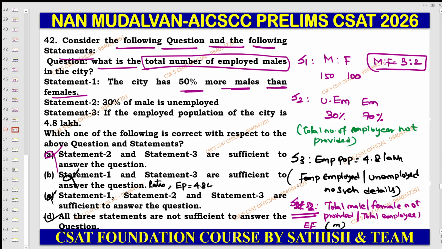Should I move to the next? Just now I said B is not possible. They are giving you the ratio only. With the ratio, how can you say? You don't know the male population, you don't know the female population, you don't know employed or unemployed. Then how can you use option B? Understood? Okay, fine.